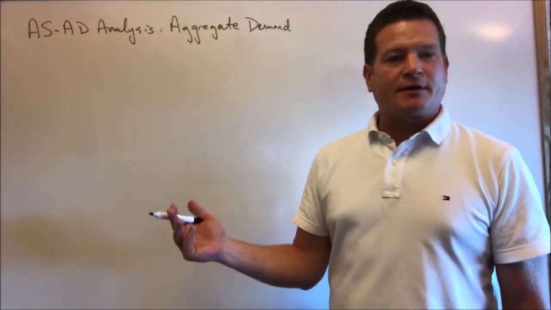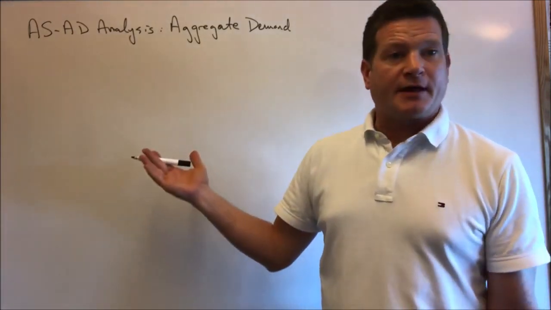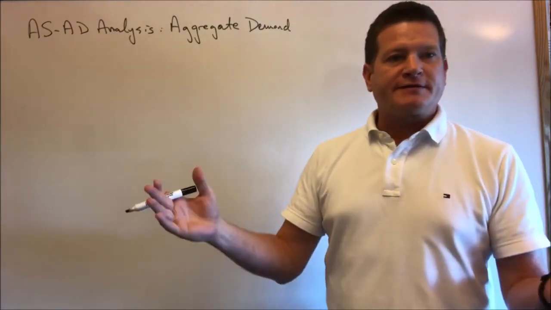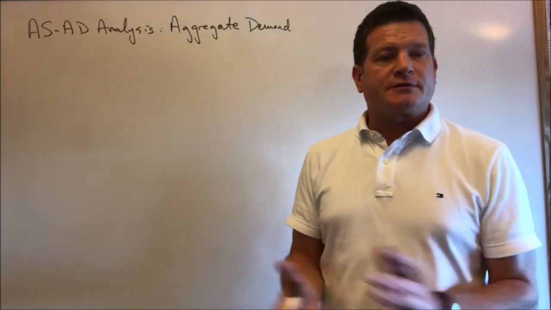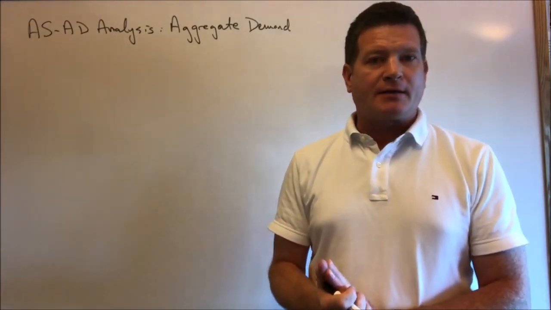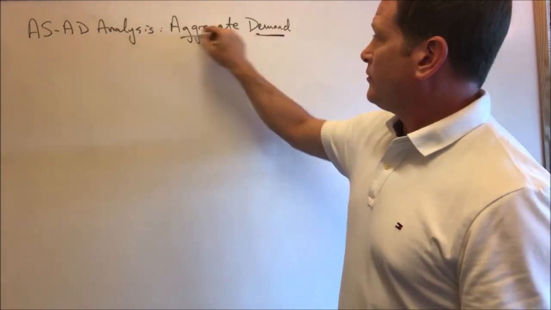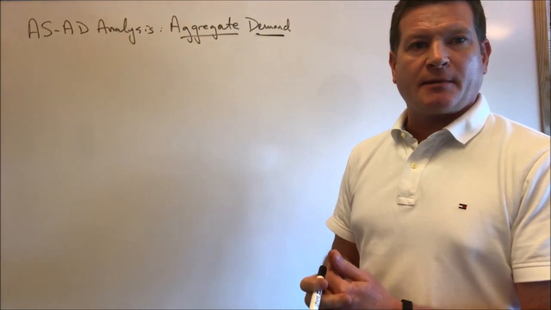Let's begin with aggregate demand. It's the first component of aggregate demand, aggregate supply analysis. And aggregate demand, when we talk about things in aggregate, we talk about everything together. And demand is just demand for goods and services. So aggregate demand is really the demand for all the goods and services in an economy.